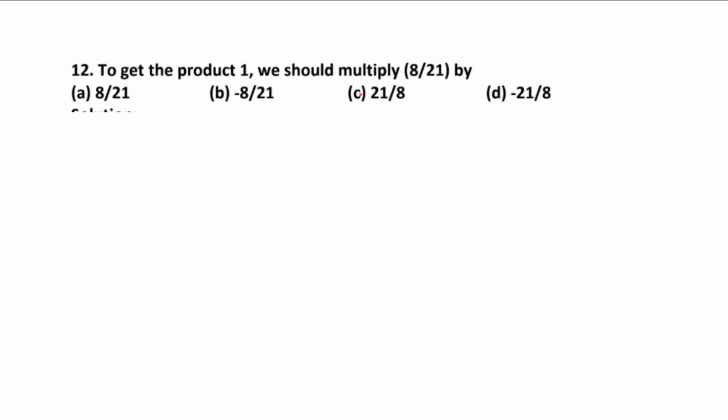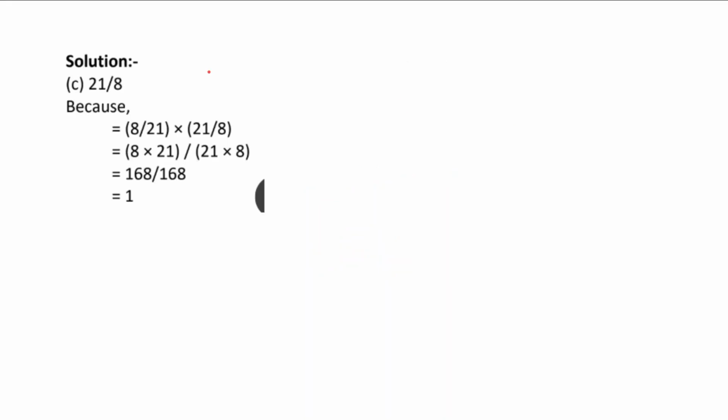Okay, let us solve. To get the product 1, what you have to do is multiply by the inverse. Say suppose 5 by 18 is there. To get the product 1, you have to multiply it with the multiplicative inverse or reciprocal, 18 by 5. Okay, here to get the product 1, we should multiply 8 by 21 by what? We should multiply by 21 by 8. Okay, 21 by 8 is the right option. Okay, now you correct your solution.